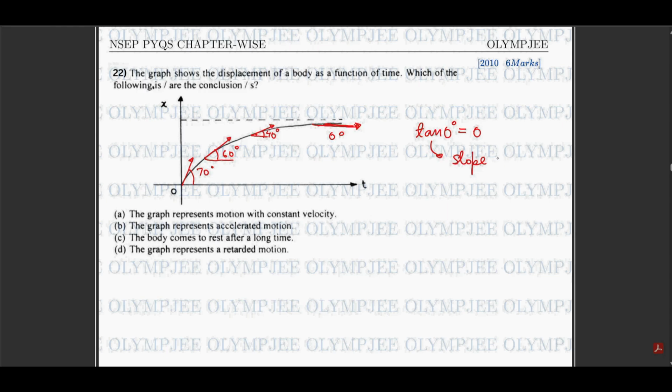So we know that tan of 0 is 0, which is also the slope of this graph. Tan is the slope of this graph, right? And slope of the graph is also equal to velocity. So velocity is becoming 0, and initially the velocity was more than 0. So we can conclude that it is a retarded motion, and since the velocity is becoming 0, the body is coming to rest. It cannot be accelerated motion, and the graph represents motion with constant velocity. No, because the slope is changing. Answer is C and D.